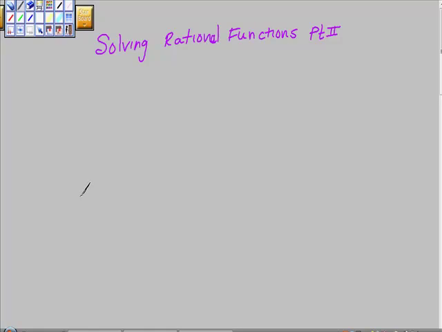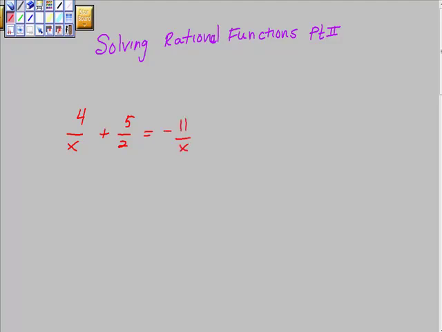Okay, in part one of the video, we had this equation and we solved it by simplifying one side and then cross multiplying. In this one, I want to show you another option, and it's an option I think is really cool because it works really, really well. You just have to look for your opportunity. So it's 4 over x plus 5 halves is equal to negative 11x.